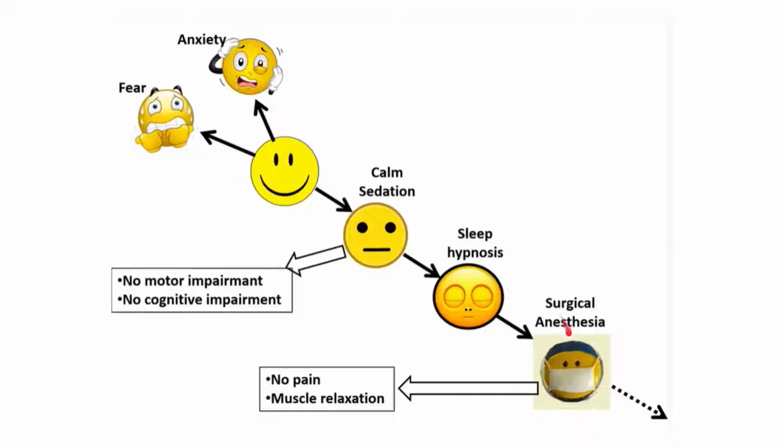Then we move to surgical anesthesia, which is the final stage before death. And this is where we have the lowest degree of activity. There is no pain, there is complete muscle relaxation, so the patient will be paralyzed, and you can only remove the patient from surgical anesthesia by removing the drug that's causing the anesthesia. Okay? You can't wake the patient by simply slapping them or pouring cold water over them. And of course, the last stage over here we have is death.